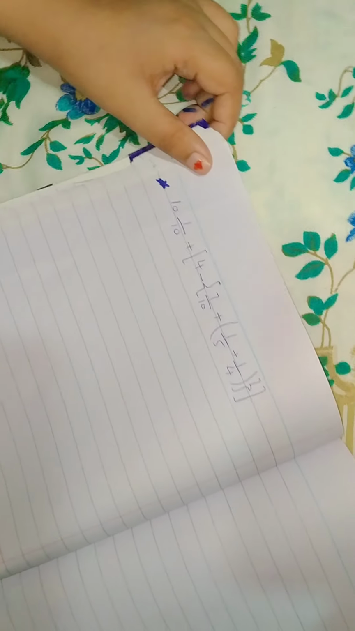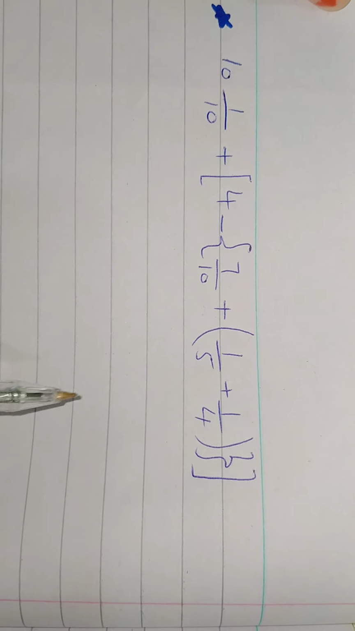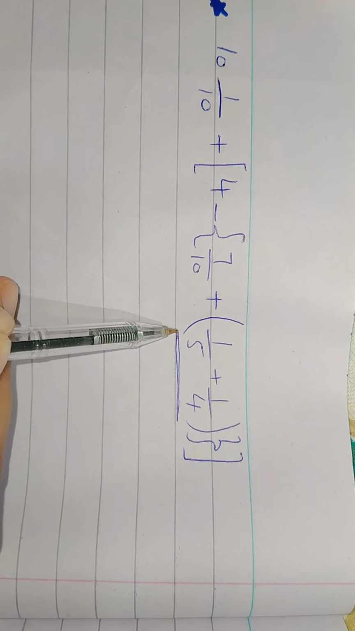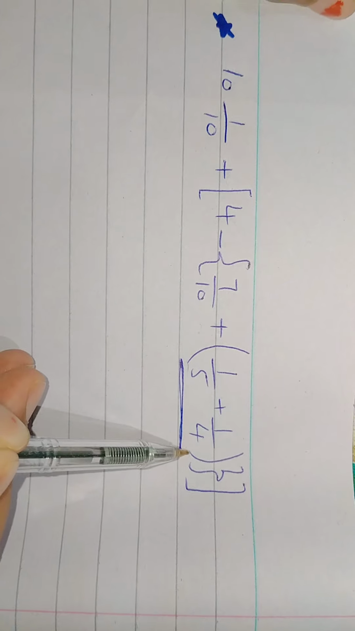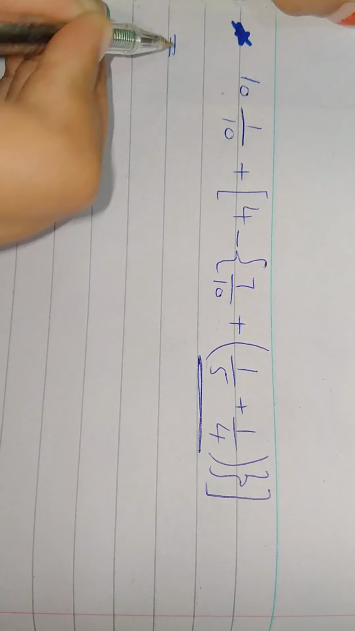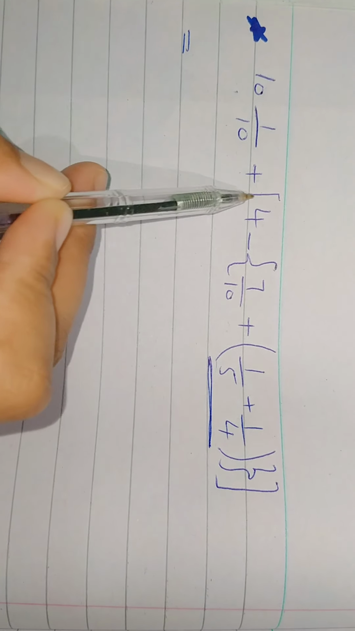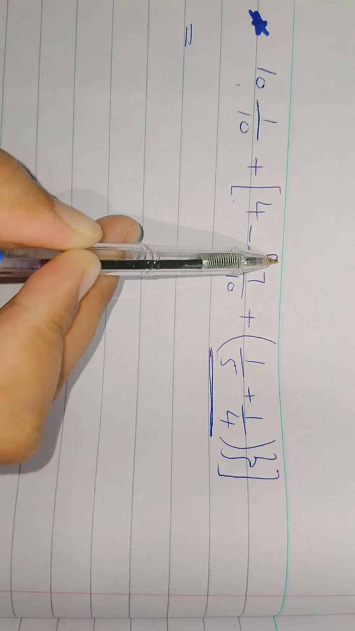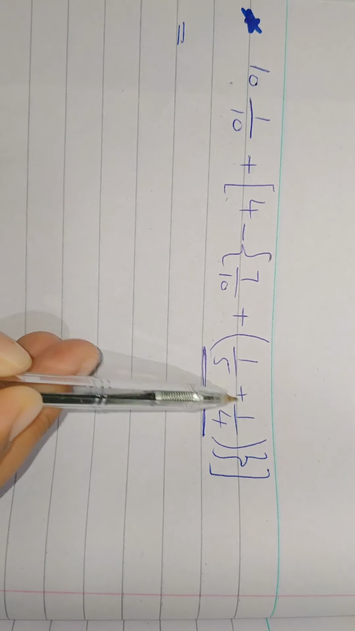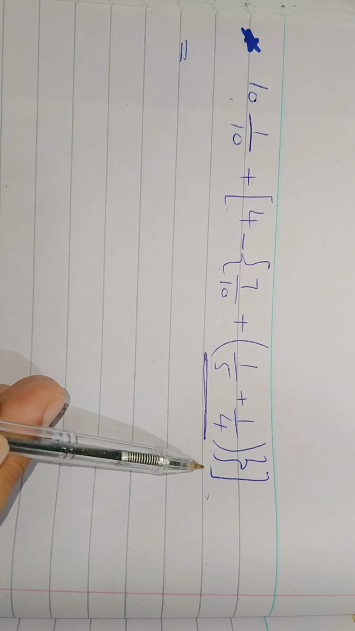Let's take an example. In this example, first of all, we have to see where the round bracket is. This is the round bracket, and you have to underline it. This means you have to solve the round bracket first, and the remaining question will stay the same. First, I will tell you how we read the question: 10 whole 1 by 10 plus square bracket starts 4 minus curly bracket starts 7 by 10 plus round bracket starts 1 by 5 plus 1 by 4, round bracket closed, curly bracket closed, and square bracket closed.